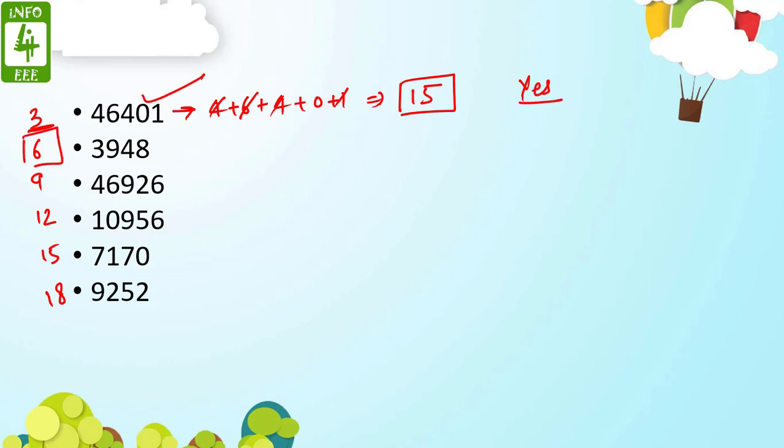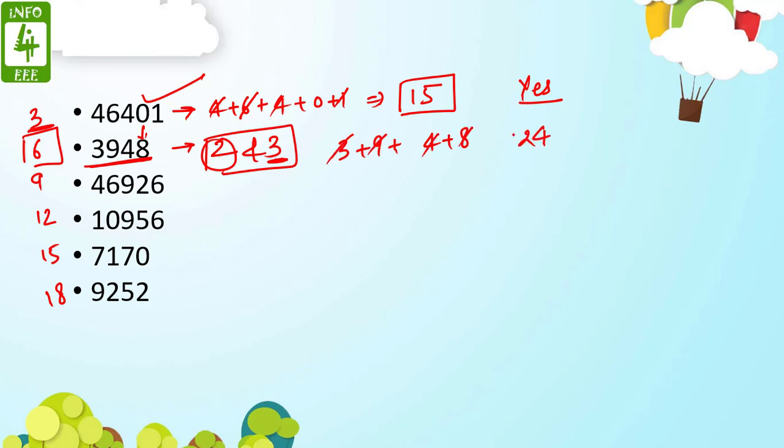For 6, you need to check the divisibility for 2 and 3. For 2, this number should be even, right? This number is even. Now you need to check for the divisibility of 3. So again you will add all the digits here. So 12, 15, 24. And yes, 24 is divisible by 3. So this 3948 will be divisible by 6.